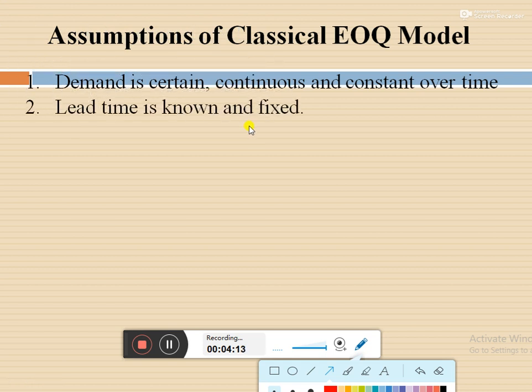The second assumption of this classical economic order quantity model is that lead time is known and fixed. It means the delivery time is fixed and known to the decision maker. So it is the second basic assumption of this model.